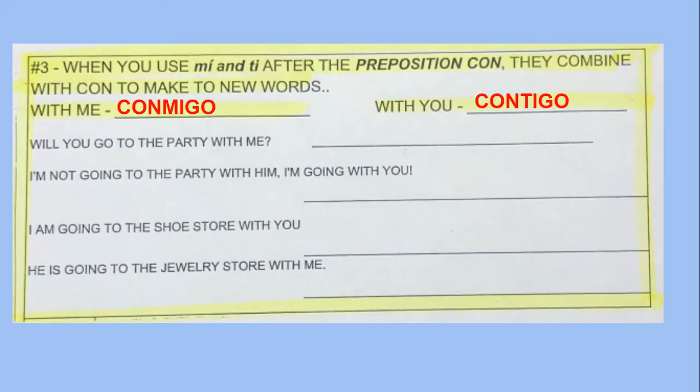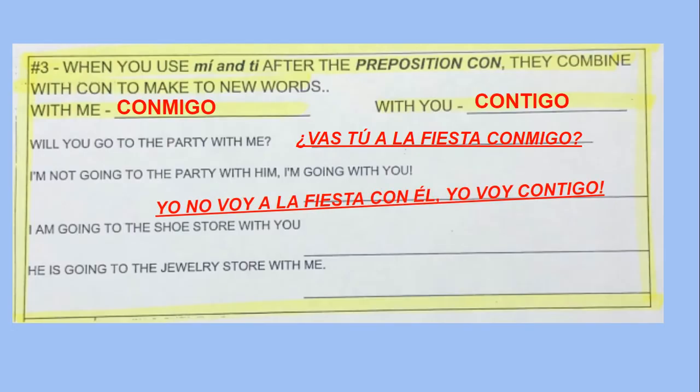So here's a question. Will you go to the party with me? ¿Vas tú a la fiesta conmigo? And I'm not going to the party with him. I'm going with you. Yo no voy a la fiesta con él. Yo voy contigo. So I have 3 examples with con right here. I have conmigo right there. I have con él, which means with him. And I have contigo with you.